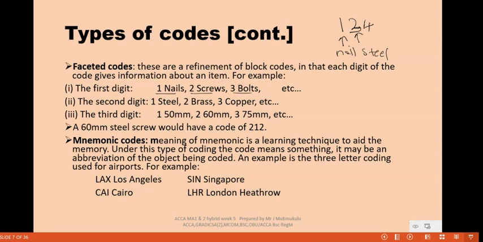So that's the faceted code. Every digit has a meaning. But you must appreciate that faceted codes usually come with letters. When you see a faceted code that is completely figures, with no letters in it, then you should quickly suspect that it is a hierarchical code. You just have to suspect that that code is a hierarchical code. Faceted codes, by nature, usually come with letters.